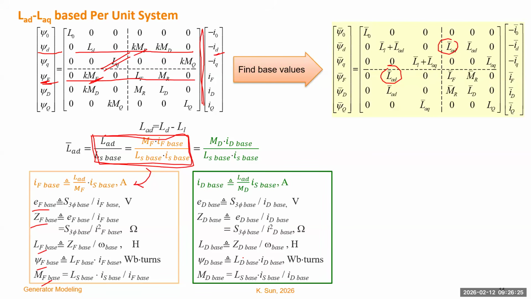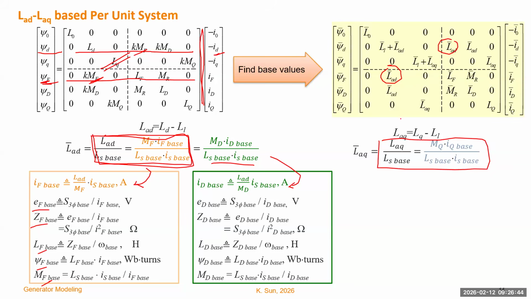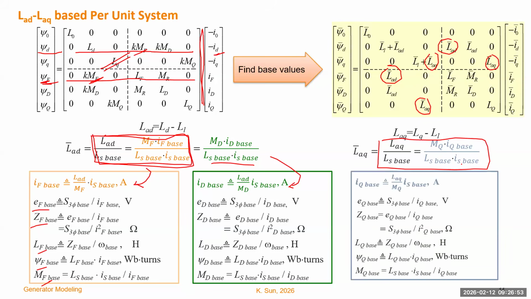Similarly, from this part we can have this formula to calculate the damper current base, and we can also come up with other bases. So in QSs, we can do similar things. If we make this equation hold, that will make those three elements equal. And from this equation, we can know how to calculate the IQ.